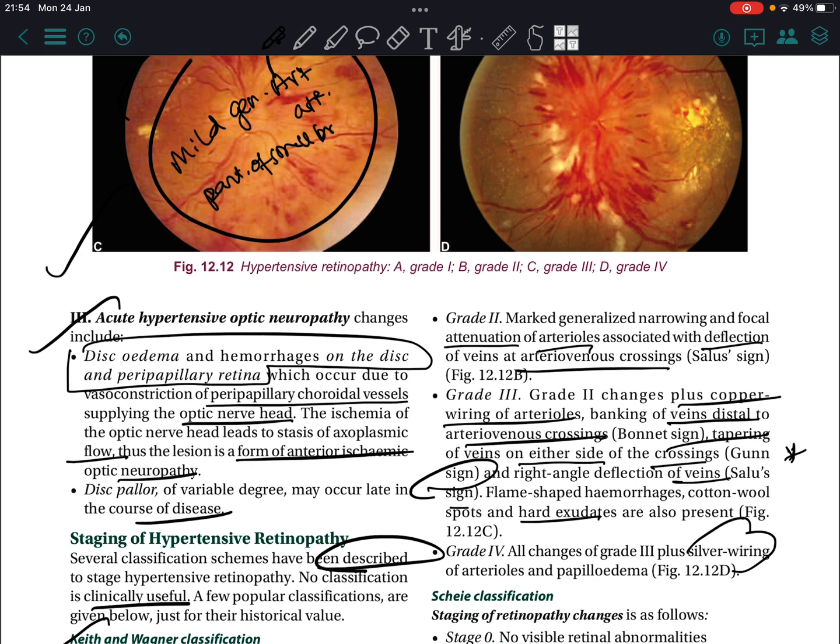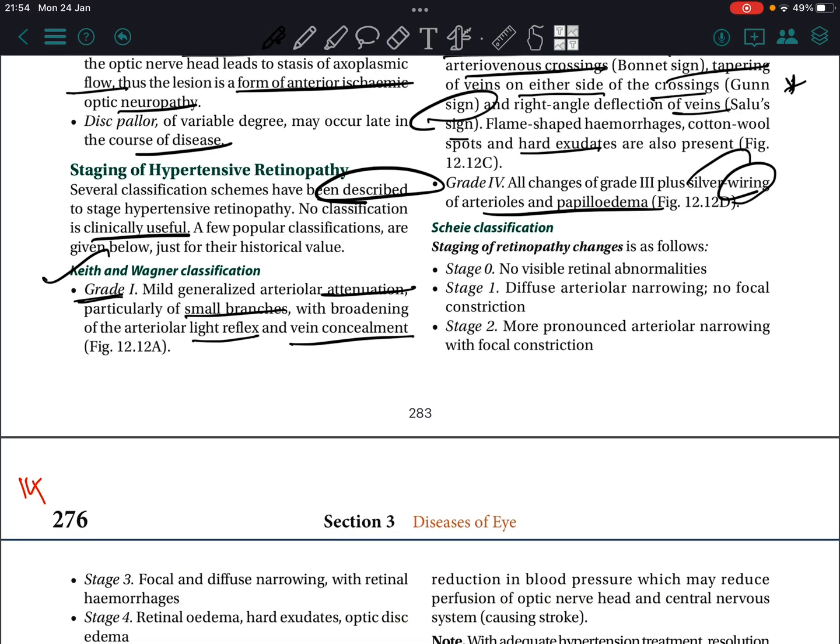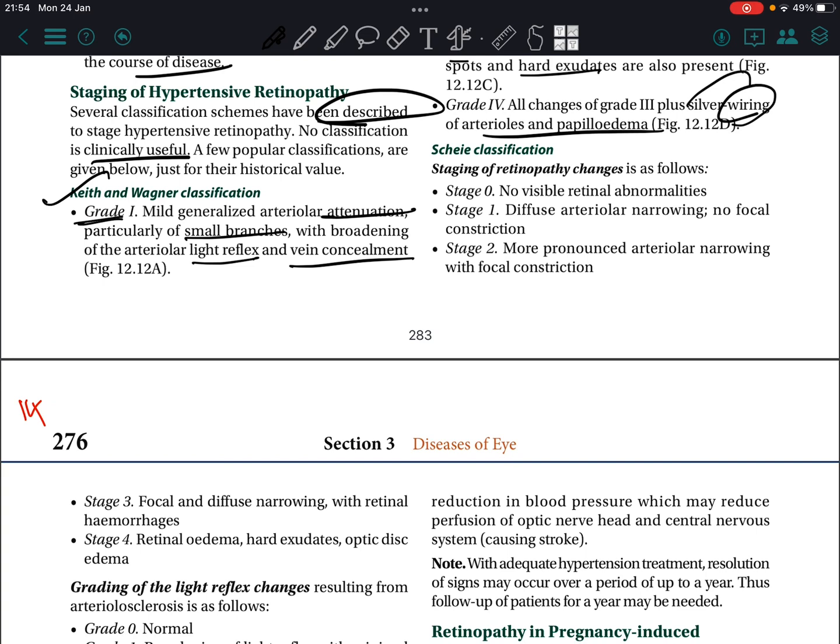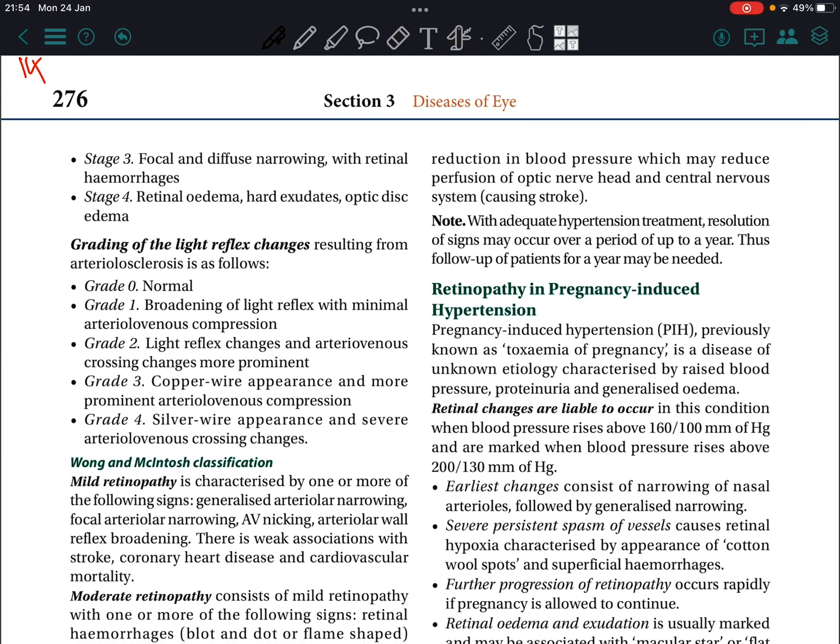Grade 4: all changes plus silver wiring of arterioles and papilledema. Keith classification. Stage 0, no visible retinal abnormality. Stage 1, diffuse arterial narrowing, no focal constriction. Stage 2, more pronounced arterial narrowing with focal constriction. Stage 3, focal and diffuse narrowing with retinal hemorrhages. Stage 4, retinal edema, hard exudates, optic disc edema, etc.